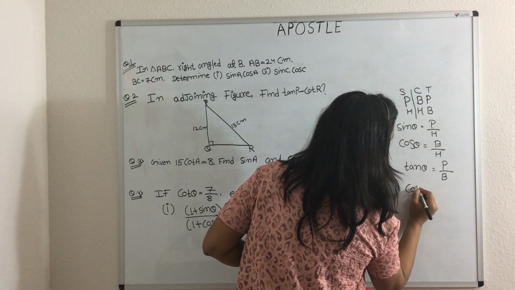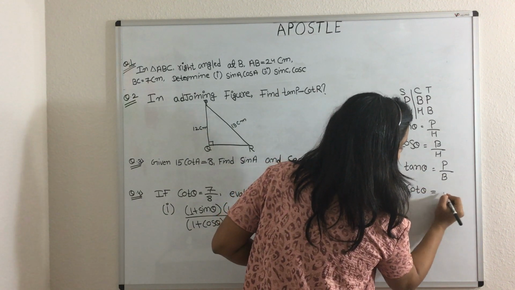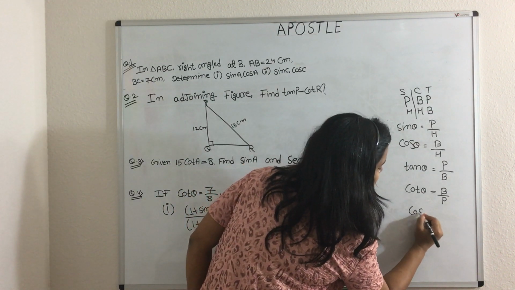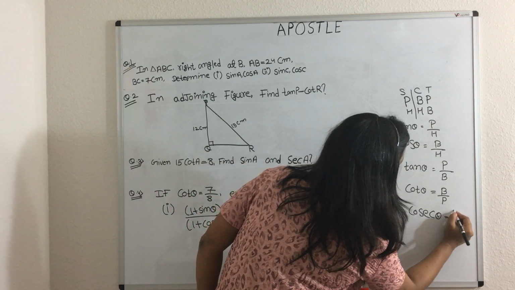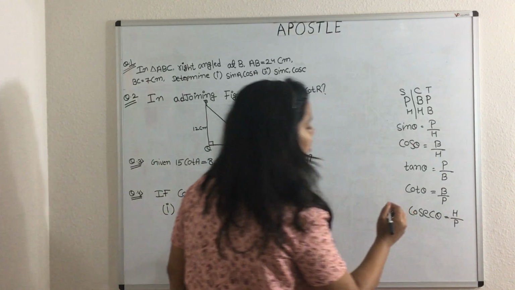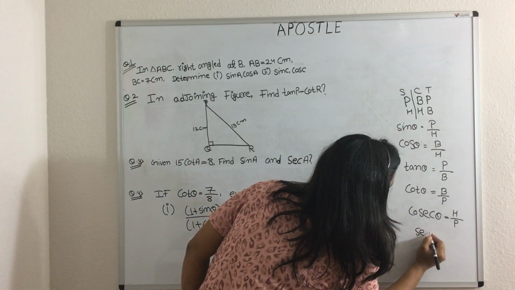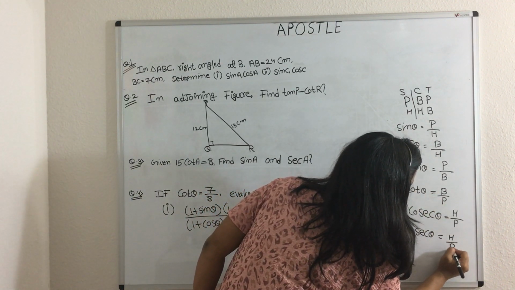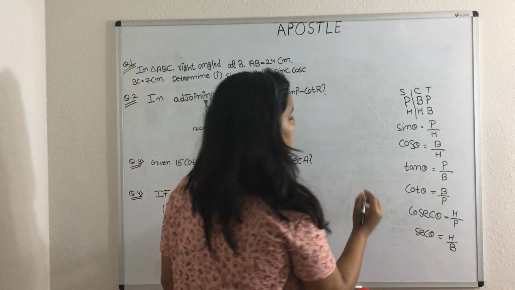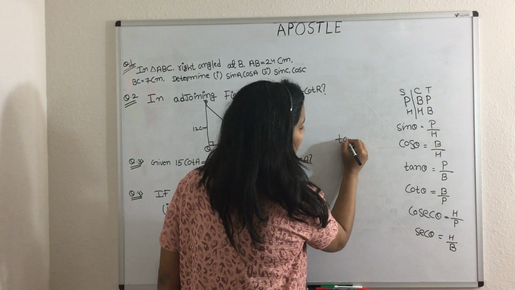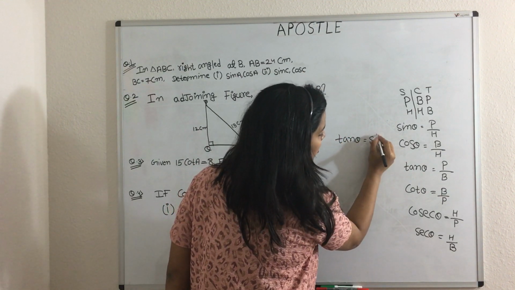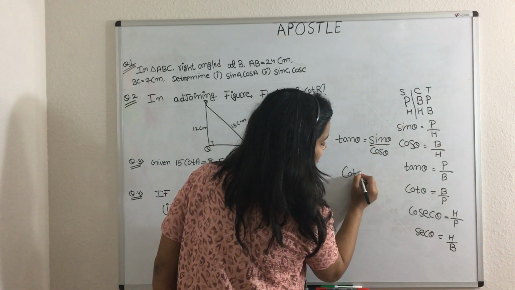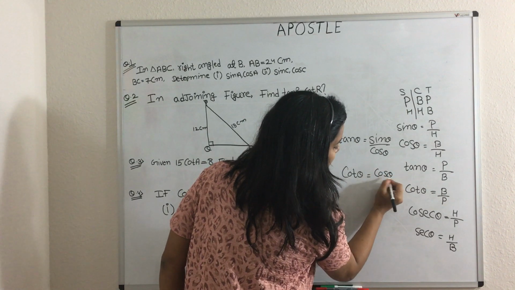And what is cot theta? Cot theta is the reciprocal of tan theta, that is B by P. And what is cosec theta? Cosec theta is the reciprocal of sin theta, that is H upon P. And what about sec theta? Sec theta is the reciprocal of cos theta, so it is H by B. We can also rewrite tan theta as sin theta upon cos theta and cot theta as cos theta upon sin theta.